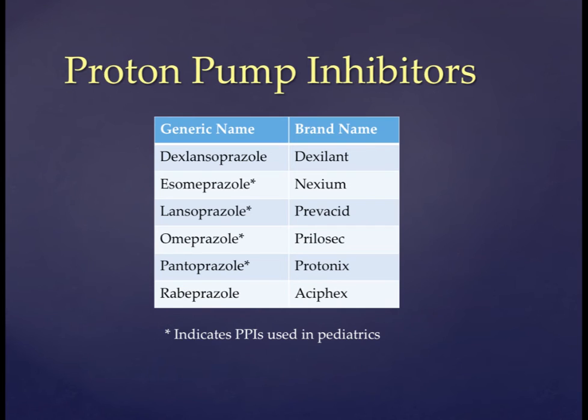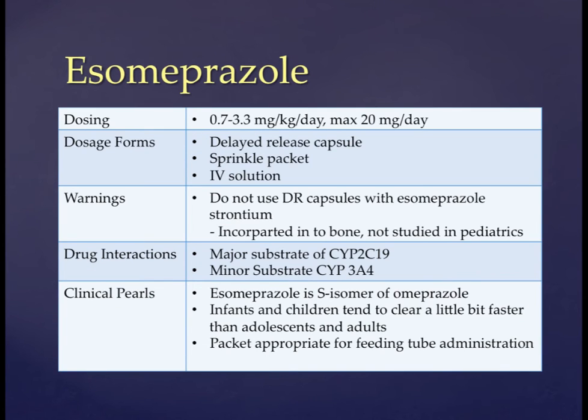This is a list of the proton pump inhibitors that are on the market, but the ones with the asterisks are the ones that we use in the pediatric population. They have studies and dosing. Esomeprazole, which is the S isomer of omeprazole, is used a lot in our pediatric population. It's got the convenient dosage form of the packet, and this goes very well with our patients that are G-tube dependent. It doesn't clog the G-tube, which is really nice. A lot of patients that are G-tube dependent have issues with that. And then it's also got various CYP interactions.